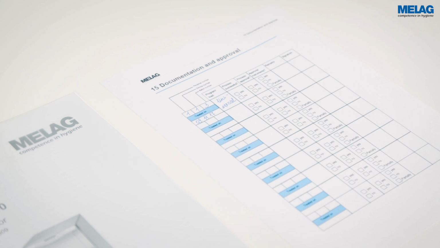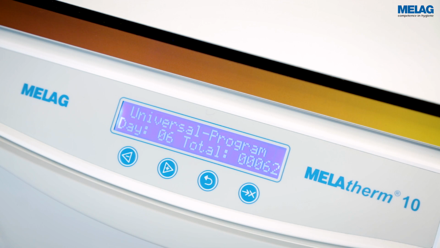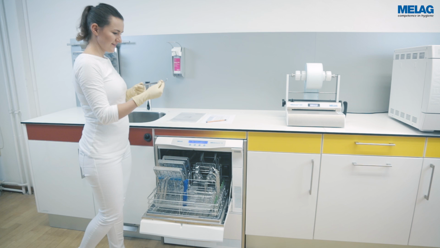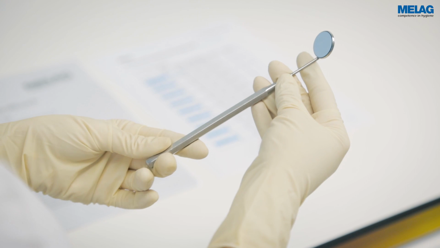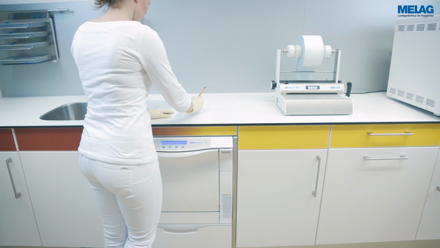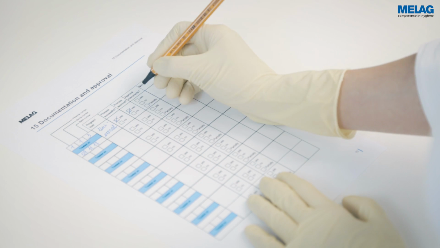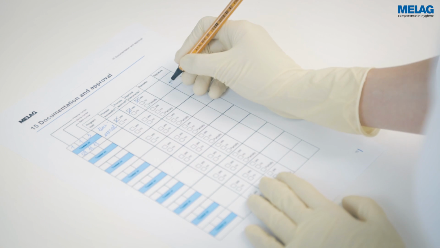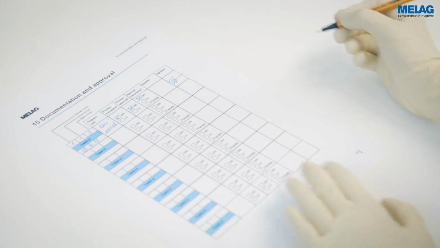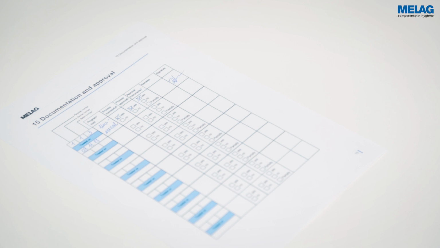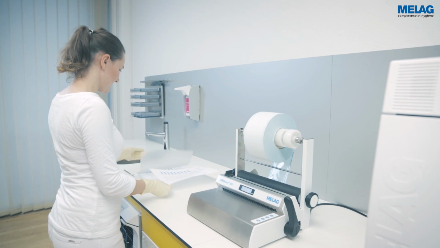The success of the process can be read off from the display of the MELAtherm 10 and be documented accordingly. After performing a careful visual check of the instrument, the approval is completed with your signature. Any further abnormalities or malfunctions can be recorded in the remarks field.